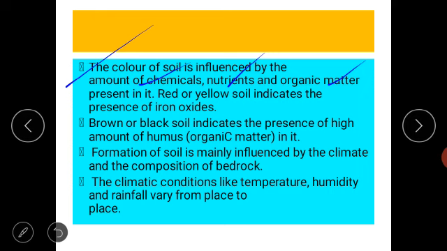Formation of soil is mainly influenced by the climate and the composition of bedrock. Bedrocks are degraded, they go under weathering, and that leads to the formation of soil. The climatic conditions like temperature, humidity, and rainfall vary from place to place, and this also impacts the color of soil.